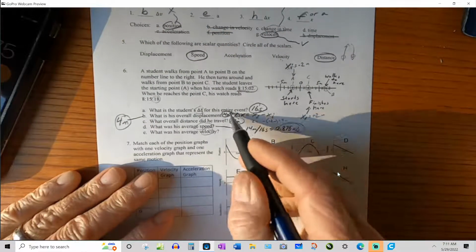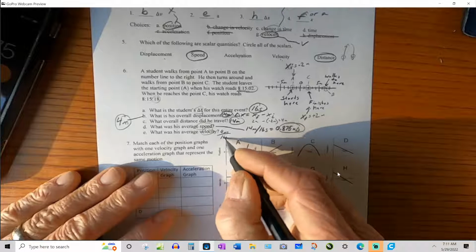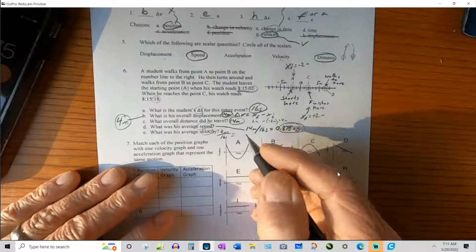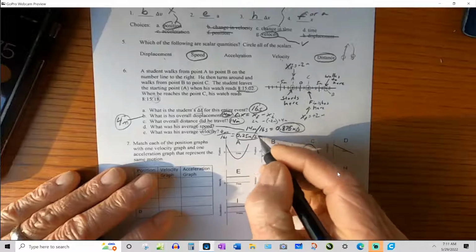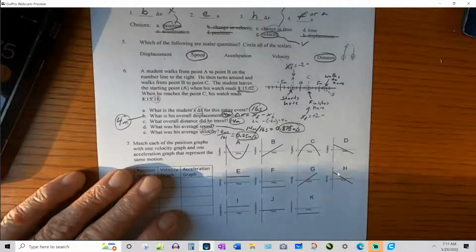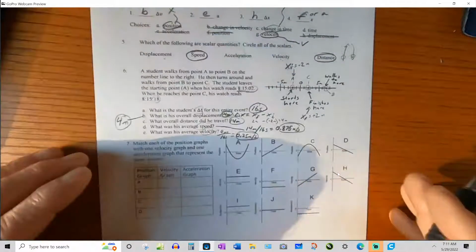And the velocity is displacement over time. So the displacement was 4 over 16 seconds. And that's an easy one. 4 divided by 16 is 0.25 meters per second. And both of those are positive because there were no negative numbers in the equation.